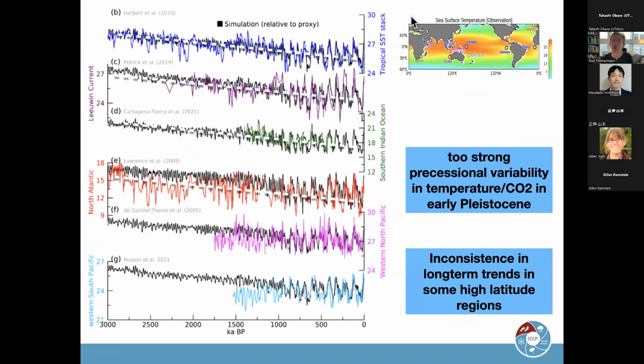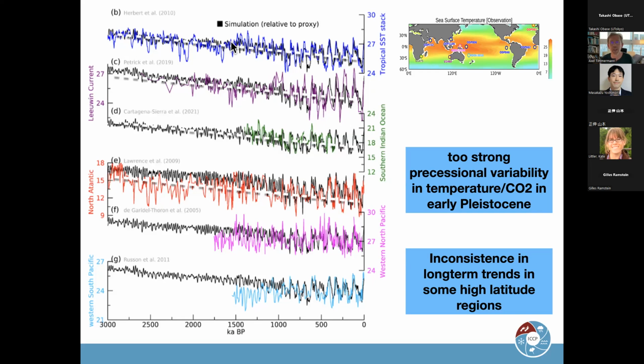Shown here is the Herbert tropical SST stack. Timothy Herbert included several proxies, alkenone-based temperature reconstructions, in one composite. And we can compare our model simulation with the tropical SST stack, and it matches quite nicely. In particular, we have this gradual cooling, which I think is still CO2 induced, even though Yamamoto-san does not see much of a trend there in that time period. What we see is that our model simulation generates definitely more precessional variability in temperature and also CO2. And that's something we can discuss further.